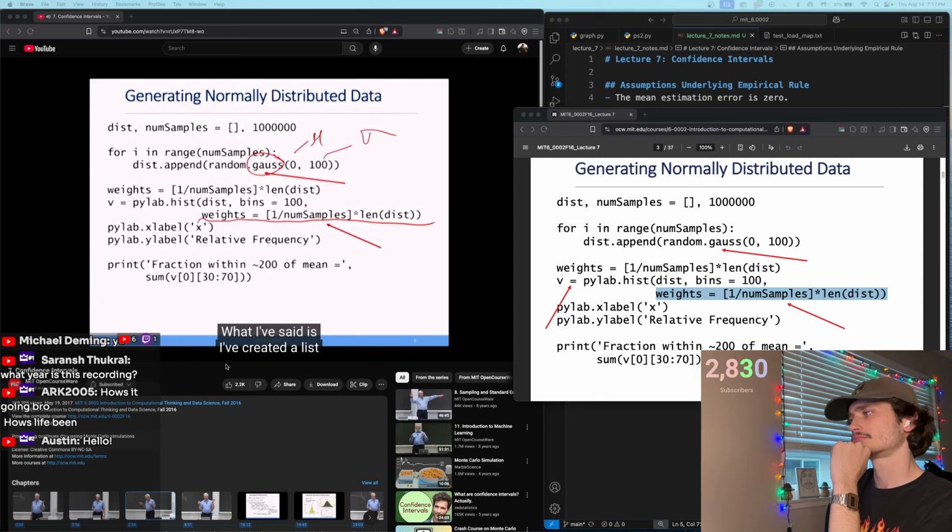What I've said is I've created a list, and I want to say for each of the bins, in this case I'm going to weight each of them the same way. The weight is going to be 1 over the number of samples. I'm multiplying it by the len of dist. That will be how many items I have, and that will tell me how much each one is being weighted.